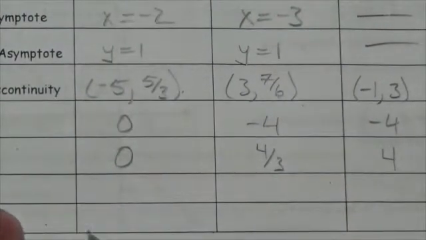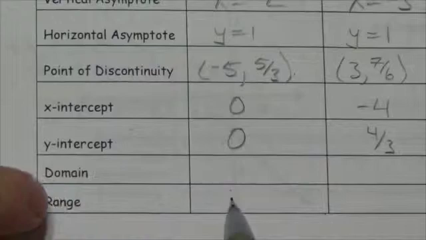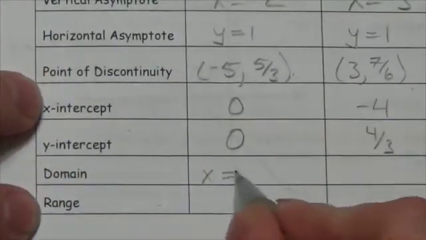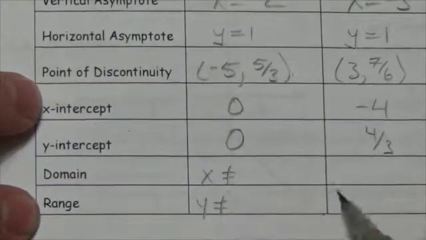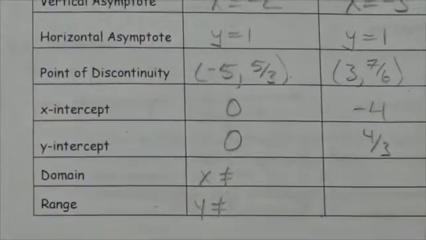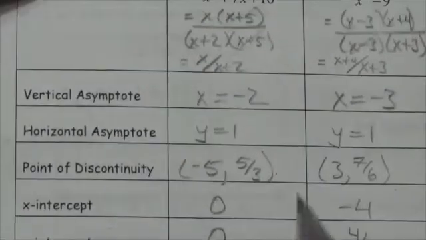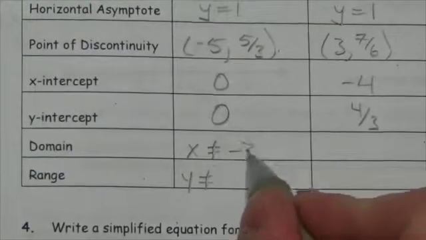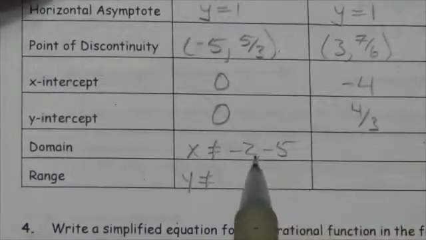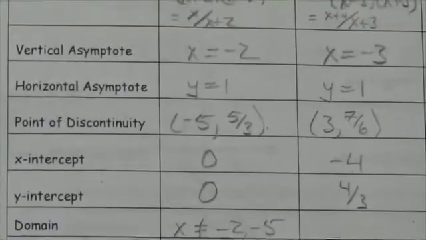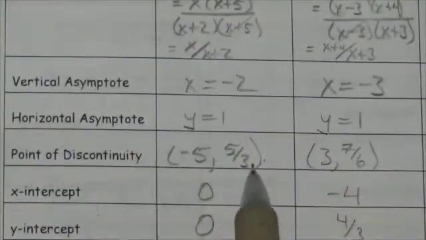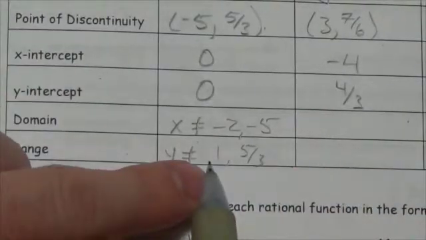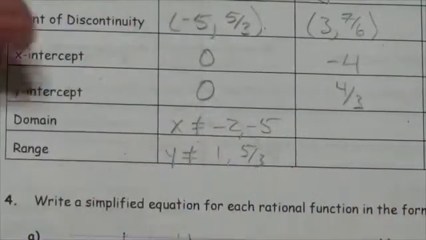Okay, now let's finish this off. Our domain and our range are going to be linked to the asymptotes and the point discontinuity. In this case, we've got x cannot equal, y cannot equal. This is the easiest way to write these expressions. So x cannot equal negative 2 or negative 5. Those are coming from the vertical asymptote and point discontinuity. y cannot equal 1 or 5/3. That's the horizontal asymptote and the point discontinuity.